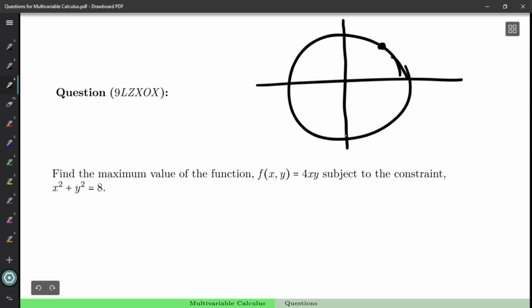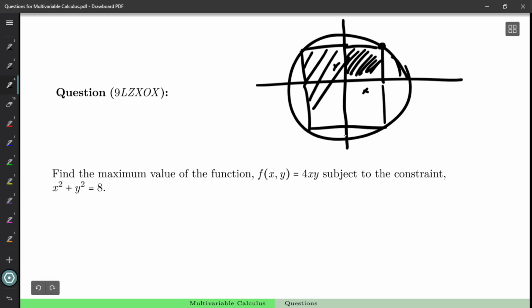If x and y satisfy this constraint, they are points on the circle. And x times y would be the area of a rectangle, x times y. And if we've got 4 of them, we make 4 copies of this thing. What we're doing is finding the largest possible area for a rectangle sitting inside this circle.